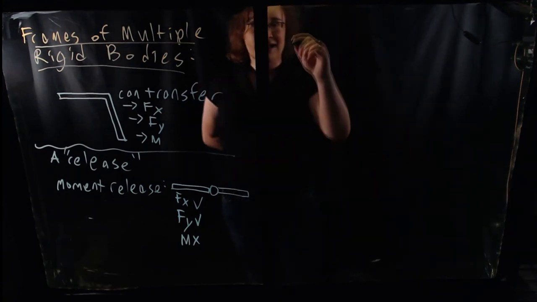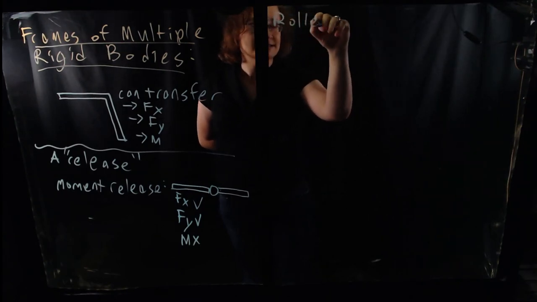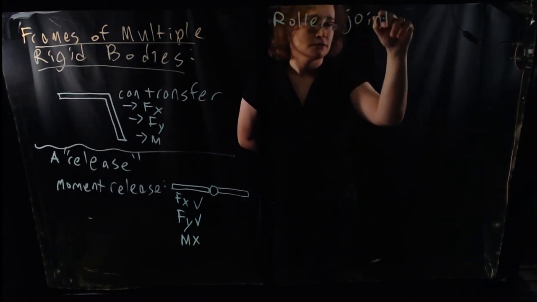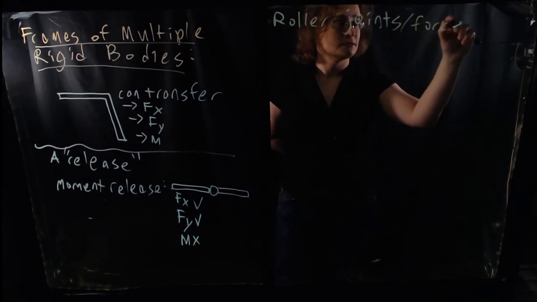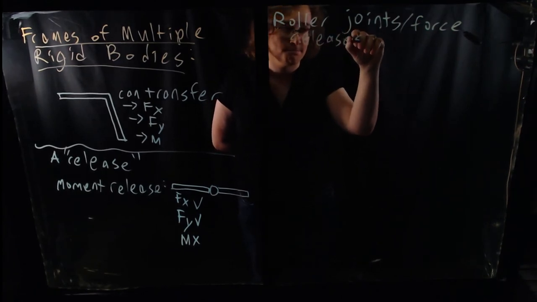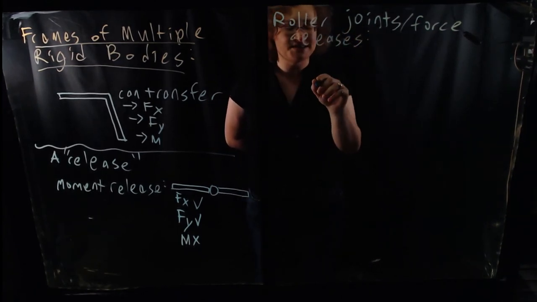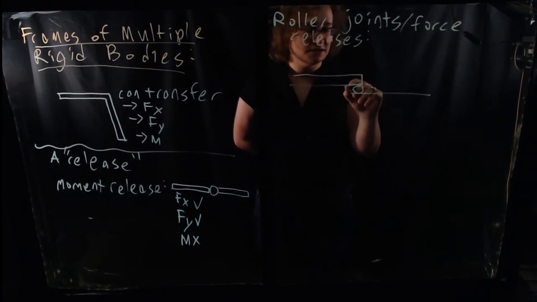You could also have roller joints. Roller joints, or you could call these force releases. So let's say you had something like this. Let's say you have one member coming in here, and then a roller and another member here.